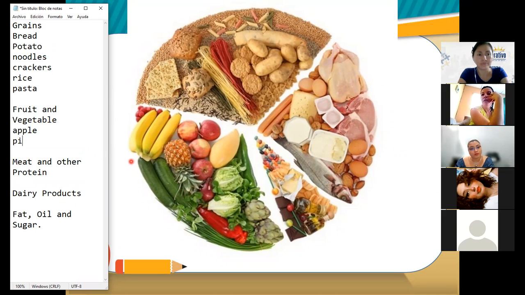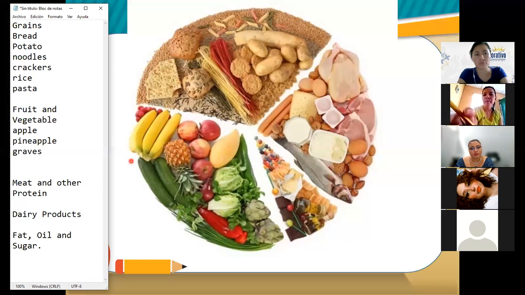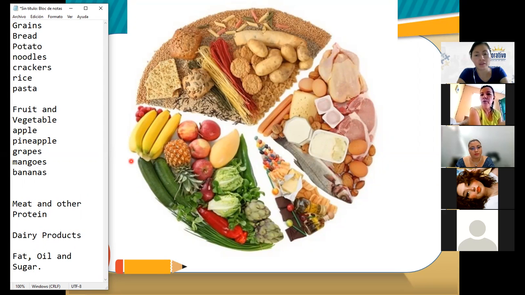Pineapple, okay. Grapes, very good. Mangoes. Mango? Sí, ¿verdad? Mango. Oh, I forgot mango. Banana. Lettuce. Apple.